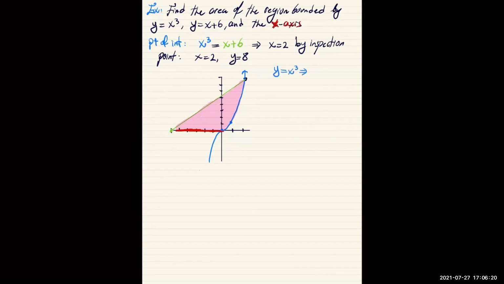Solve for x, you get x equal to y to the power of 1/3. So the equation of that cubic function is x equal to y to the 1/3. And then we have the line y equal to x plus 6. Solve that for x, you get x equal to y minus 6.